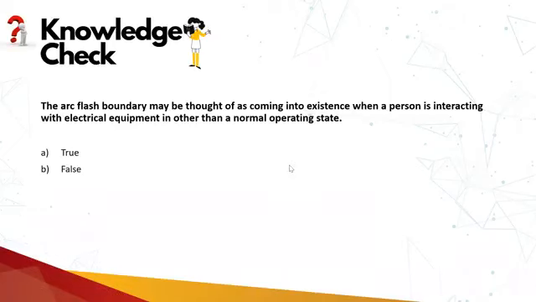So the arc flash boundary may be thought of as coming into existence when a person is interacting with electrical equipment in other than normal operating condition. If a person is coming in contact under normal operating condition, there is no chance of arc flash, because the arc flash hazard does not exist. So in other than normal operating condition, this exists. So the answer is true.